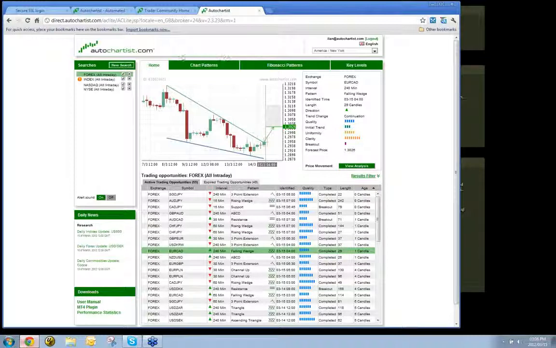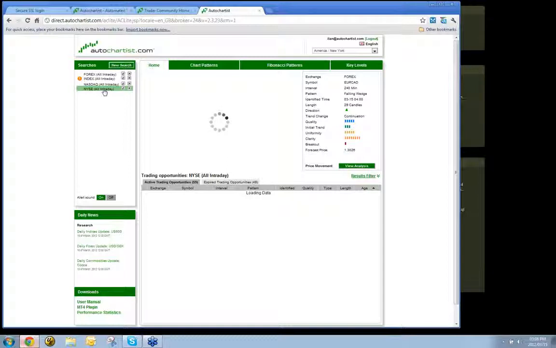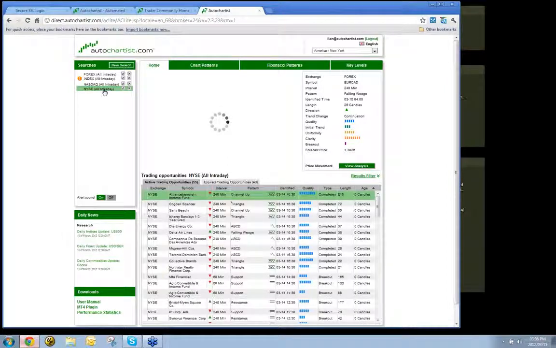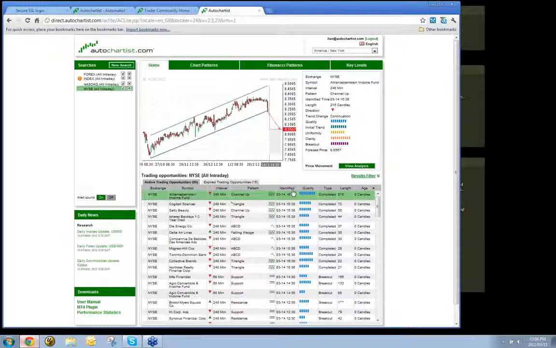So there's three main sections to the Autochartist platform. The first section is your searches area, a searches pane. This is a search pane that tells you what you're actually looking at. I have selected the Forex menu item, and that has given me all the opportunities Autochartist has identified on the Forex market. If I click on NYSE, Autochartist gives me all the opportunities that it has identified on the New York Stock Exchange. I can also create my own search, right?